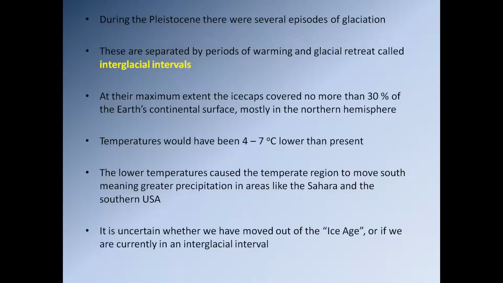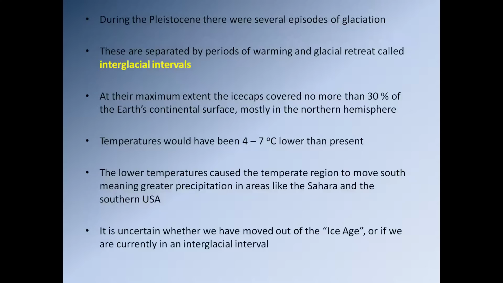So, as we already touched on, these lower temperatures will cause the temperate region, which we live in now, to migrate southwards. And so this meant that during the last ice age, areas like the Sahara and the southern United States, which are on the whole relatively dry, were actually quite wet. And so, as you know, it means, for instance, during the last ice age, the Sahara was a very heavily forested area.